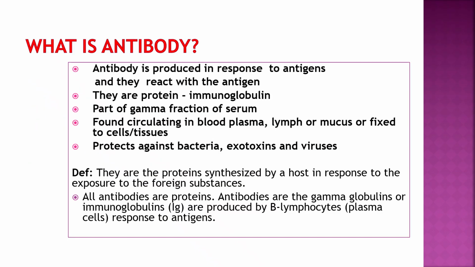What is antibody? Antibody is produced in response to antigens and they react with the antigen. They are proteins, also immunoglobulins, part of the gamma fraction of serum, found circulating in blood, plasma, lymph or mucus, or fixed to cells or tissues, and it protects against bacteria, exotoxins and viruses. So they are proteins synthesized by the host in response to exposure to foreign substances. All antibodies are proteins. Antibodies are gamma globulins or immunoglobulins, produced by B lymphocytes, that is plasma cells, in response to antigens.